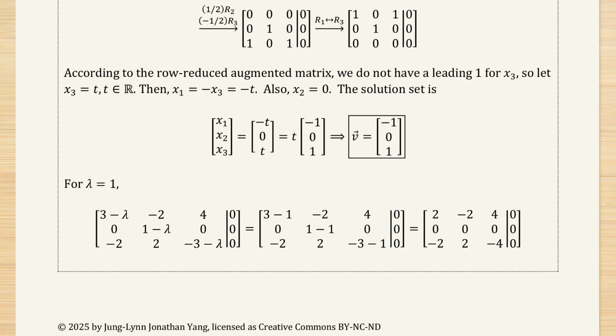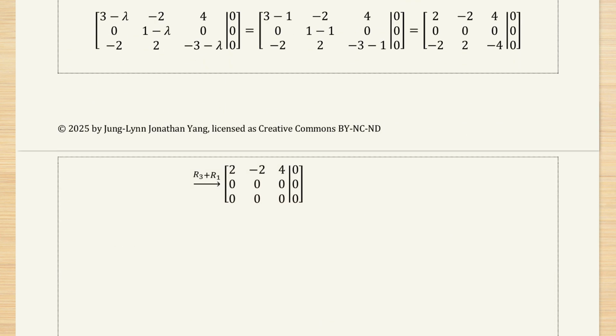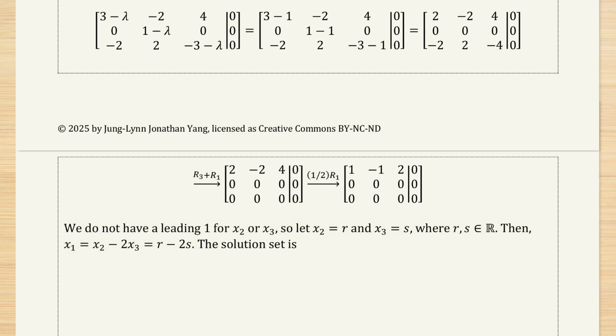Row 1 is 2, negative 2, 4, and row 3 is -2, 2, and -4. We can get rid of one of those rows by addition because they are just plus and minus versions of each other. Row 3 plus row 1. We can simplify that row by dividing the entries by 2, half row 1. We do not have a leading 1 in column 2 corresponding to x2 or column 3 corresponding to x3. Let's use some parameters. Let x2 equal r and x3 equal s.